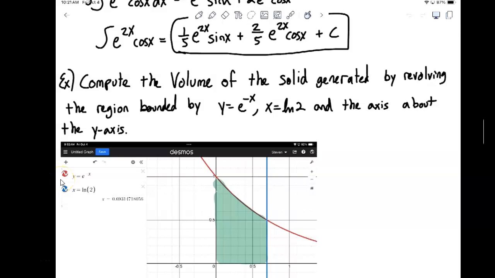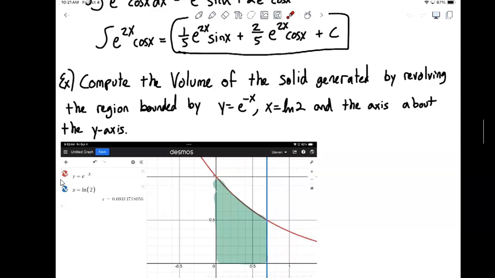All right, so this next example, we're turning back to a volume problem. We want to compute the volume of the solid generated by taking this region that's bounded by y equals e to the negative x, the line x equals ln 2, and the two axes. And we want to revolve that about the y-axis.